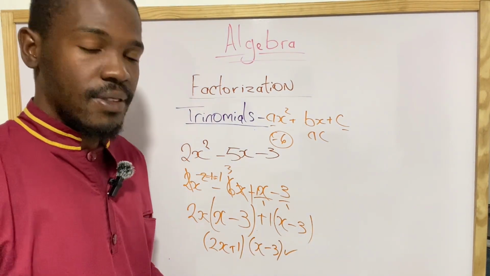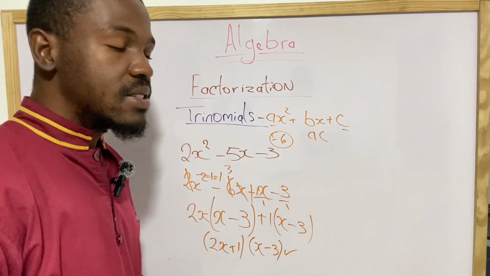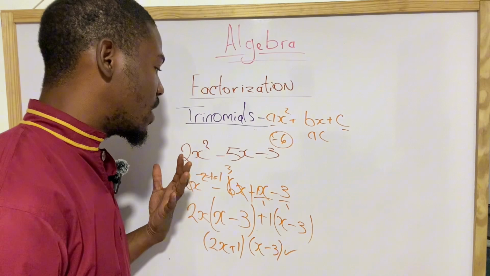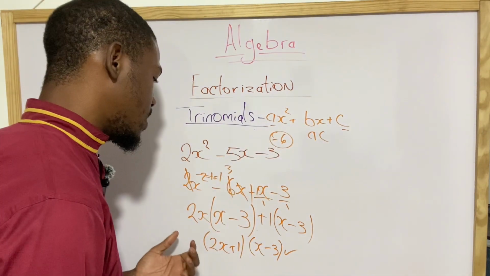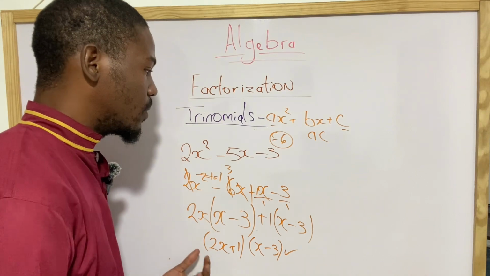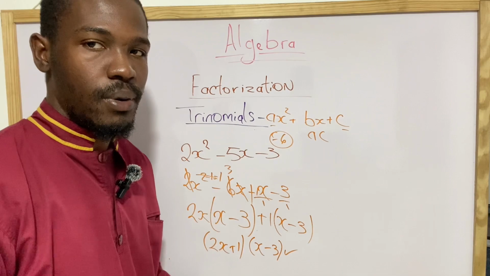We actually solved that form of trinomials. So this is literally how trinomials in the form of ax squared plus bx plus c are done. This is how we do it. Just remember what I said about the signs. That is really the crucial part.